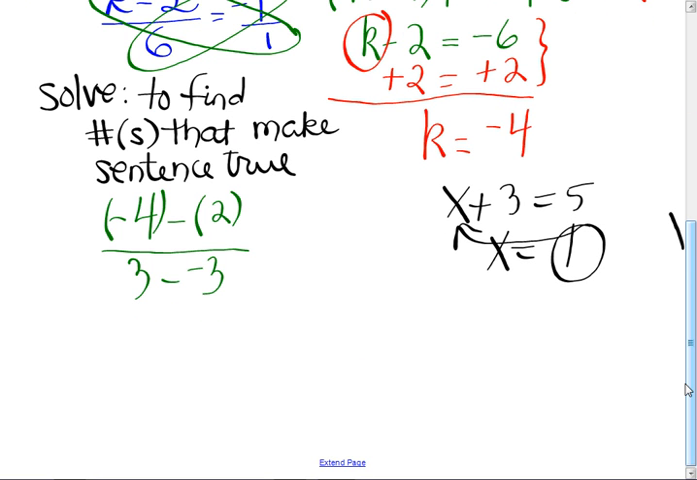Okay, does this work? This gives you what? A positive 6? You know if you did it right. This gives you what? What's a minus 4 minus 2? Minus 6. Is that a negative 1?